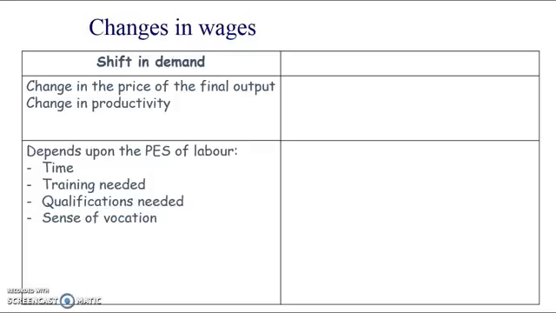But remember your "it depends upon" factors. So whenever demand shifts, the effect on the market, the effect on the number of people employed and the wage rate, is going to depend upon the PES factors. So time: are we looking at the short run or the long run? Remember, in the long run, everything is much more elastic. The amount of training needed would make supply very inelastic if there's a large amount of training or qualifications needed. And if it's a vocation, if it's more than a job to the person, then that tends to make it inelastic as well.